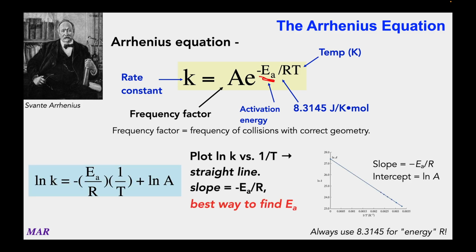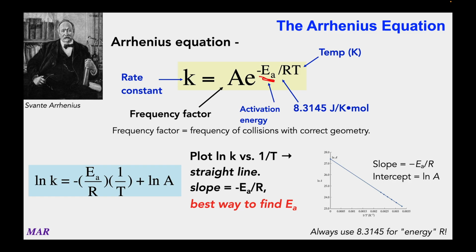But what people usually do is take the natural log of that expression. Taking the natural log of the Arrhenius equation, you end up with ln k on the left, ln A, and then ln of e to the minus E_A over RT. You can just get rid of the e part for that. So you end up with ln k equals minus E_A over R times 1 over T, plus ln A. And you're like, oh, that's really helpful, Dr. Russell. Really cool.